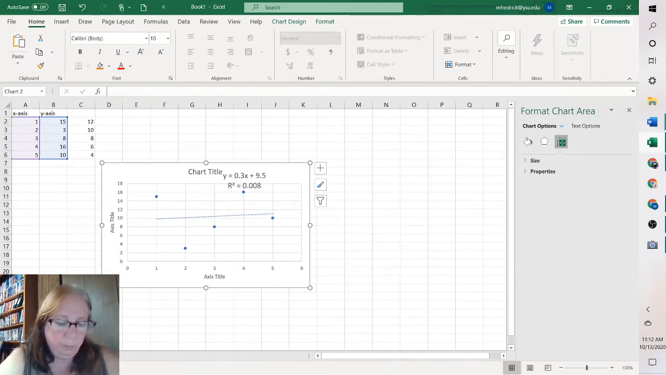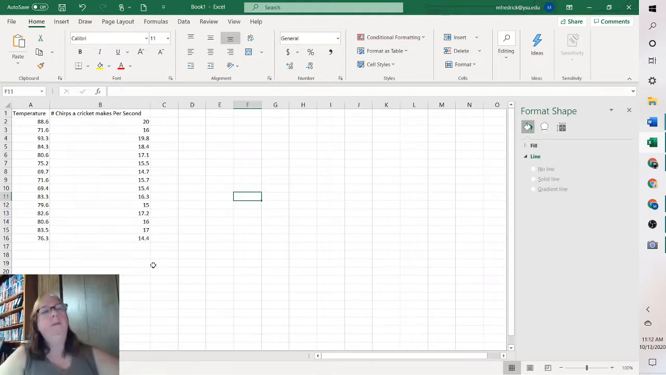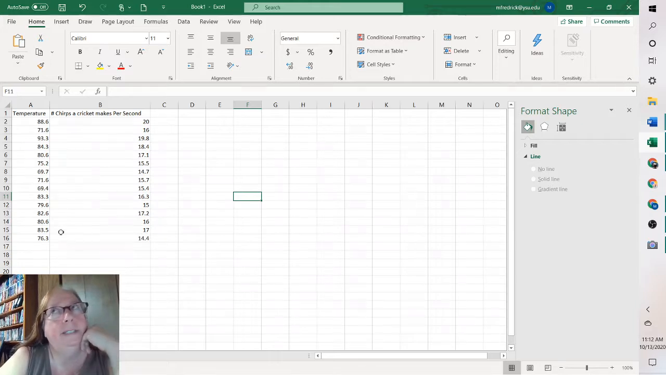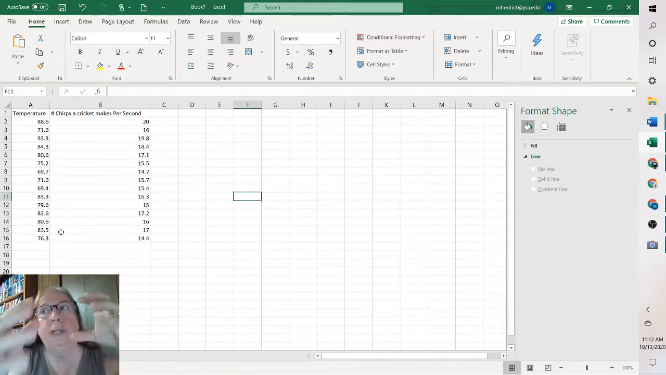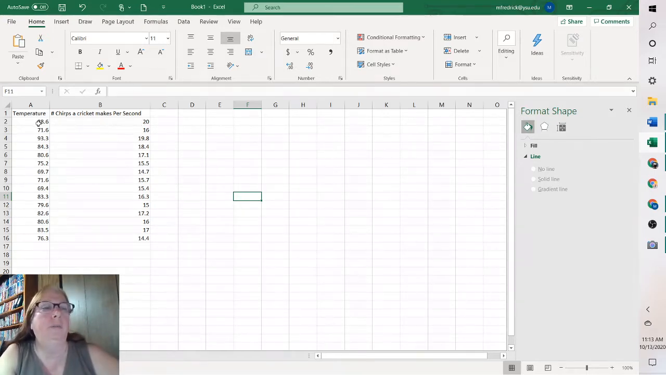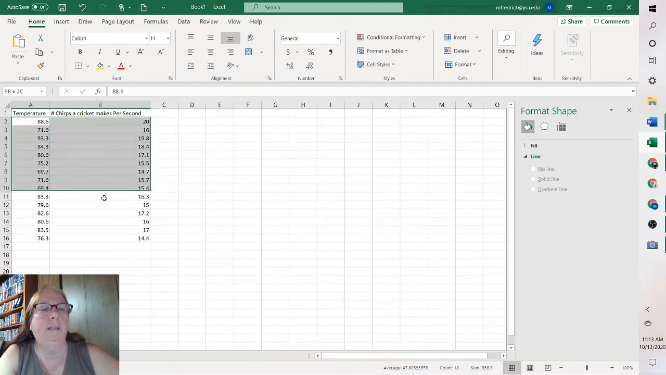Let's do a story problem. Now this one was, the temperature was taken, and then they listened to how many chirps a cricket makes in a second. And so the idea was, the warmer it is, are crickets chirping more than when it's colder. And so they took a sample of 15. They took the temperature and the number of chirps per second. And let's see if there's a relationship.